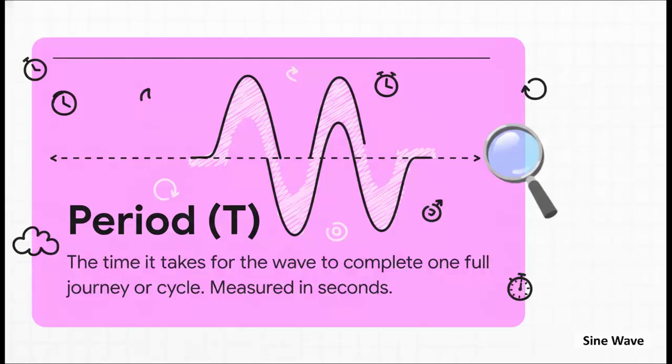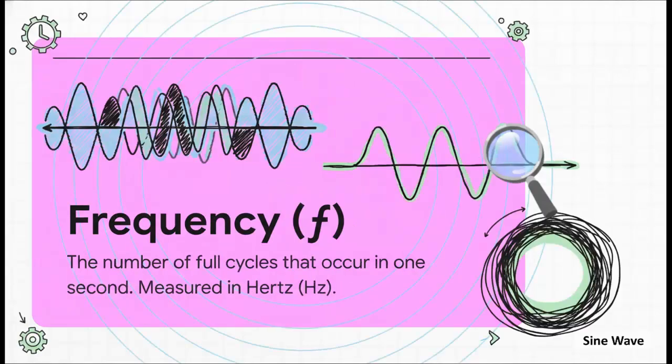Next, we've got the period. This one is all about time. Specifically, it's how much time it takes for the wave to complete one full journey. From the starting point, up to the peak, down to the valley, and all the way back to the start again. And of course, closely related to period is frequency. So if the period is how long one cycle takes, frequency is how many of those cycles you can pack into a single second. And we measure this in a unit called Hertz, or Hz for short.